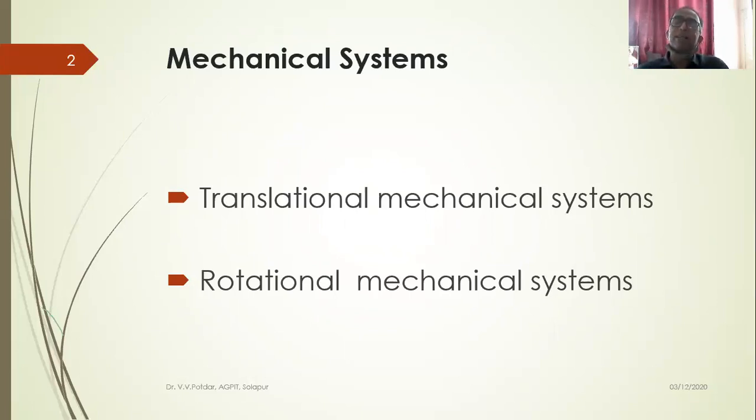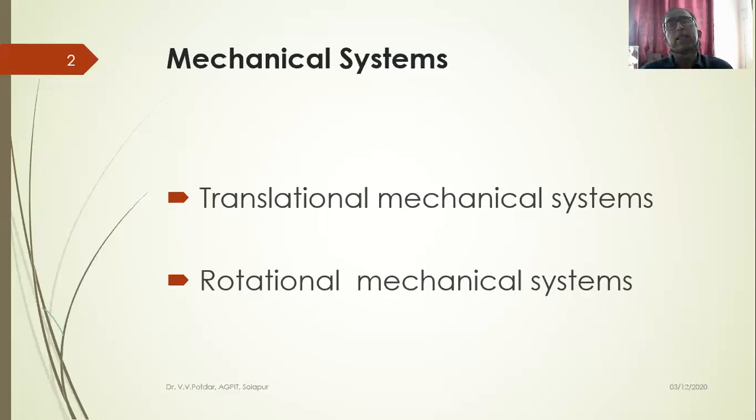Now, what are these translational mechanical systems? I'll be considering the linear motions, right? Linear motions are the translational motions, which are defined in terms of x, y, and z coordinates. I'm not bothered about the rotational aspect of it. I'm just measuring the linear or translational aspects of mechanical systems. So this is one part of study. And secondly, I'll be studying the rotational mechanical systems also.